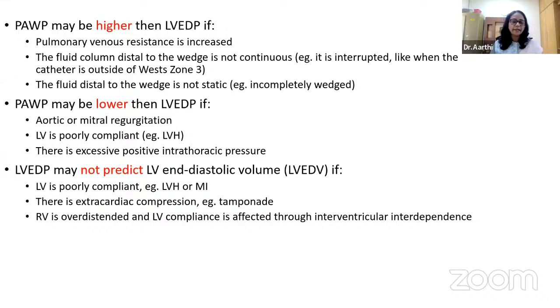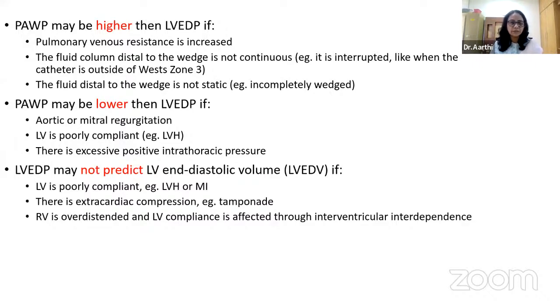Left ventricular end diastolic pressure may also not predict the left ventricular end diastolic volume. We assume that when measuring a pulmonary capillary wedge pressure, the left ventricular end diastolic pressure is a direct correlation of the left ventricular end diastolic volume, which is the cardiac output volume. In certain scenarios that might not be the true case, where the LV is poorly compliant, for example post-myocardial infarction or left ventricular hypertrophy, where the left ventricular end diastolic pressures are higher.